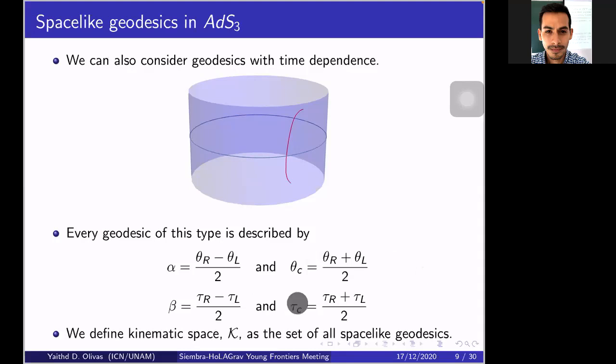At this point, I think it would be useful to introduce another concept that is called the kinematic space. The kinematic space in this context is nothing more than the space of all space-like geodesics. In the case where we have these geodesics that depend on time, kinematic space is going to be four-dimensional. But in the previous case, where we have geodesics that stay in a constant time slice, kinematic space is going to be two-dimensional.